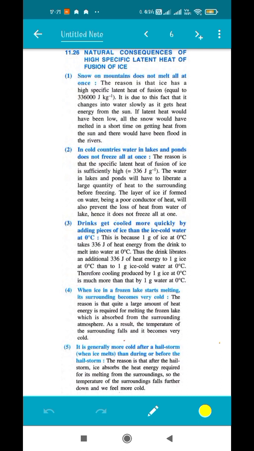When ice in a frozen lake starts melting, its surroundings become very cold. The same thing happens when hailstorms occur. What happens? We feel cold. The temperature of the surroundings suddenly becomes very cold. We have just learned that ice requires a huge amount of heat to melt. So from where will it take its heat? From its surrounding areas, obviously. And if heat is taken from the surrounding areas, obviously the surrounding areas will get cooled. So these are the few consequences which can happen due to the high specific latent heat of fusion and the previous one which we studied, high specific heat capacity of water.